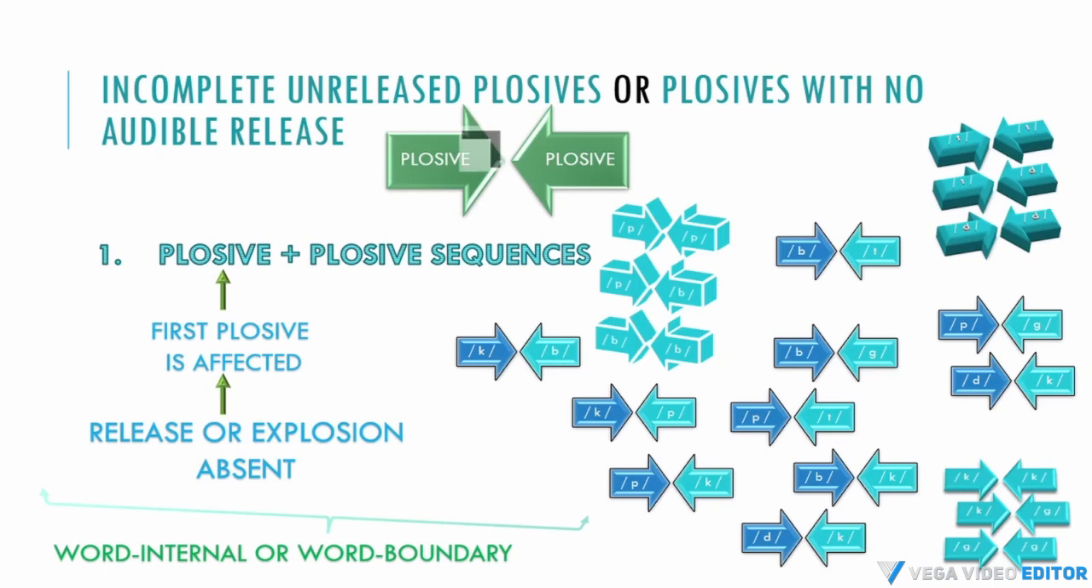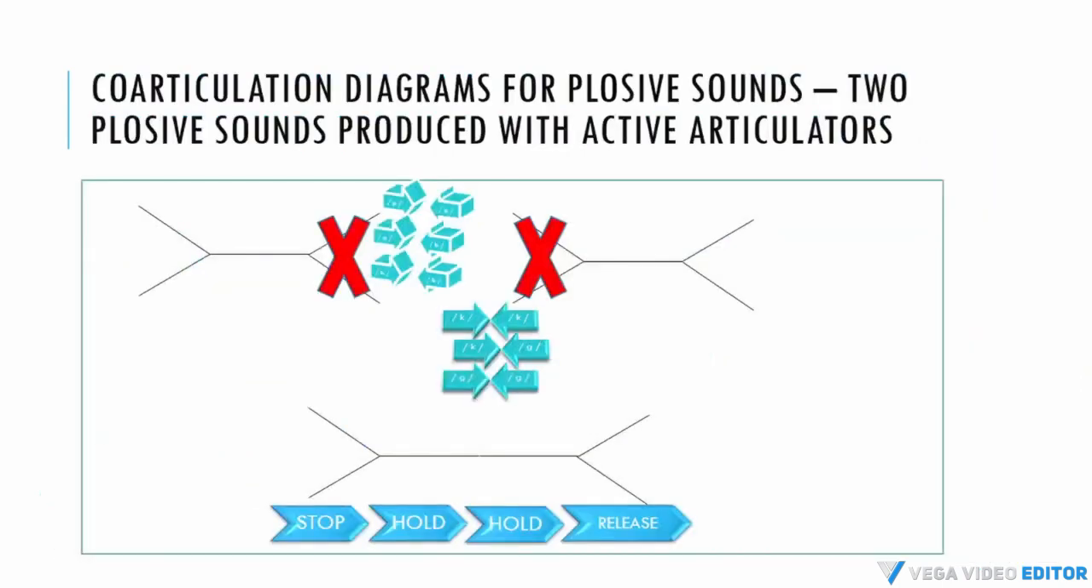The diacritic that is used for these plosive sounds is this half square diacritic that you can see, placed on the first plosive, indicating that that plosive sound has lost the release. Now let's see this by means of these co-articulation diagrams for plosive sounds.